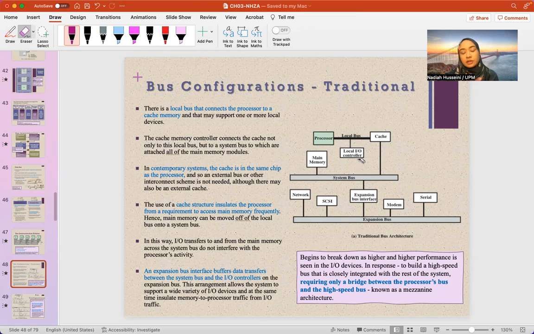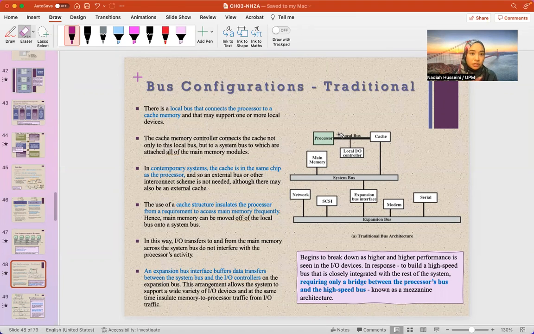And then we have another insulator or a buffer called the expansion bus interface. It insulates the traffic of the processor to the main memory from the I/O devices. So we have the system bus and the expansion bus. The expansion bus caters the I/O devices. The system bus caters the main memory and the cache to the processor.